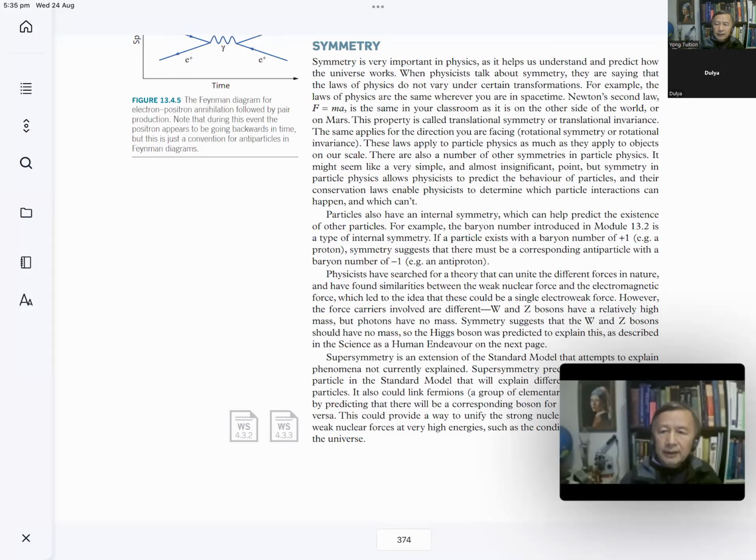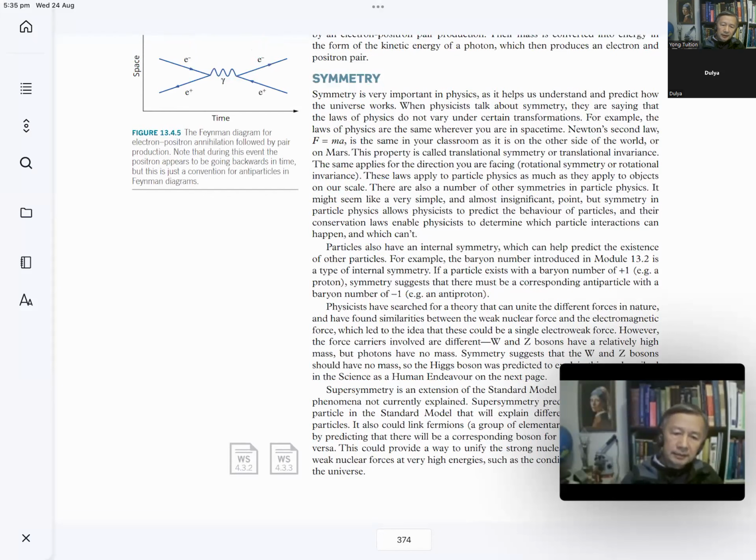So basically, they say you have to consider that there's time reversal, right? So if you look at this diagram, the direction of the antiparticle's movement is opposite to the particle's. Can you see that? So that is one example that demonstrates that there is a symmetry about the time. Can you see?